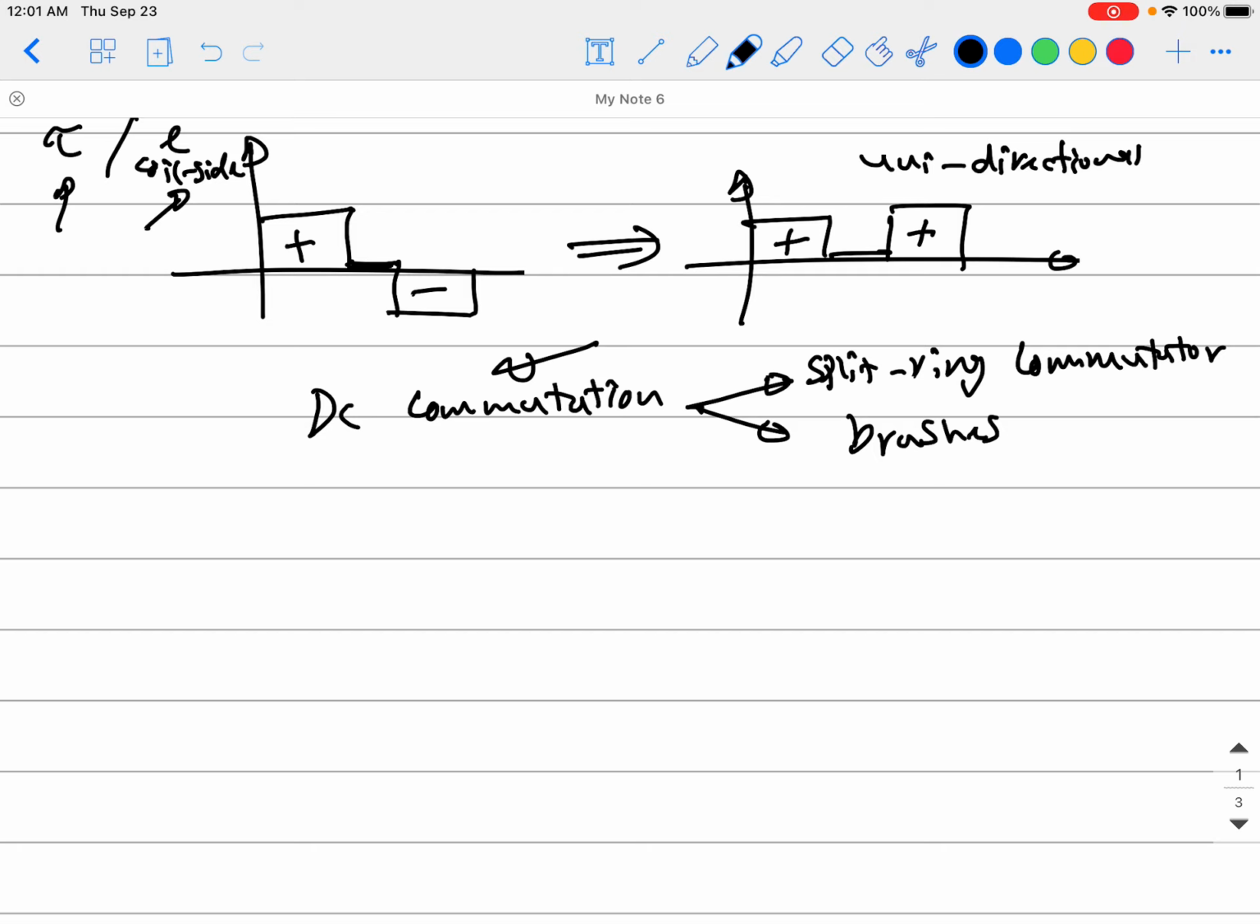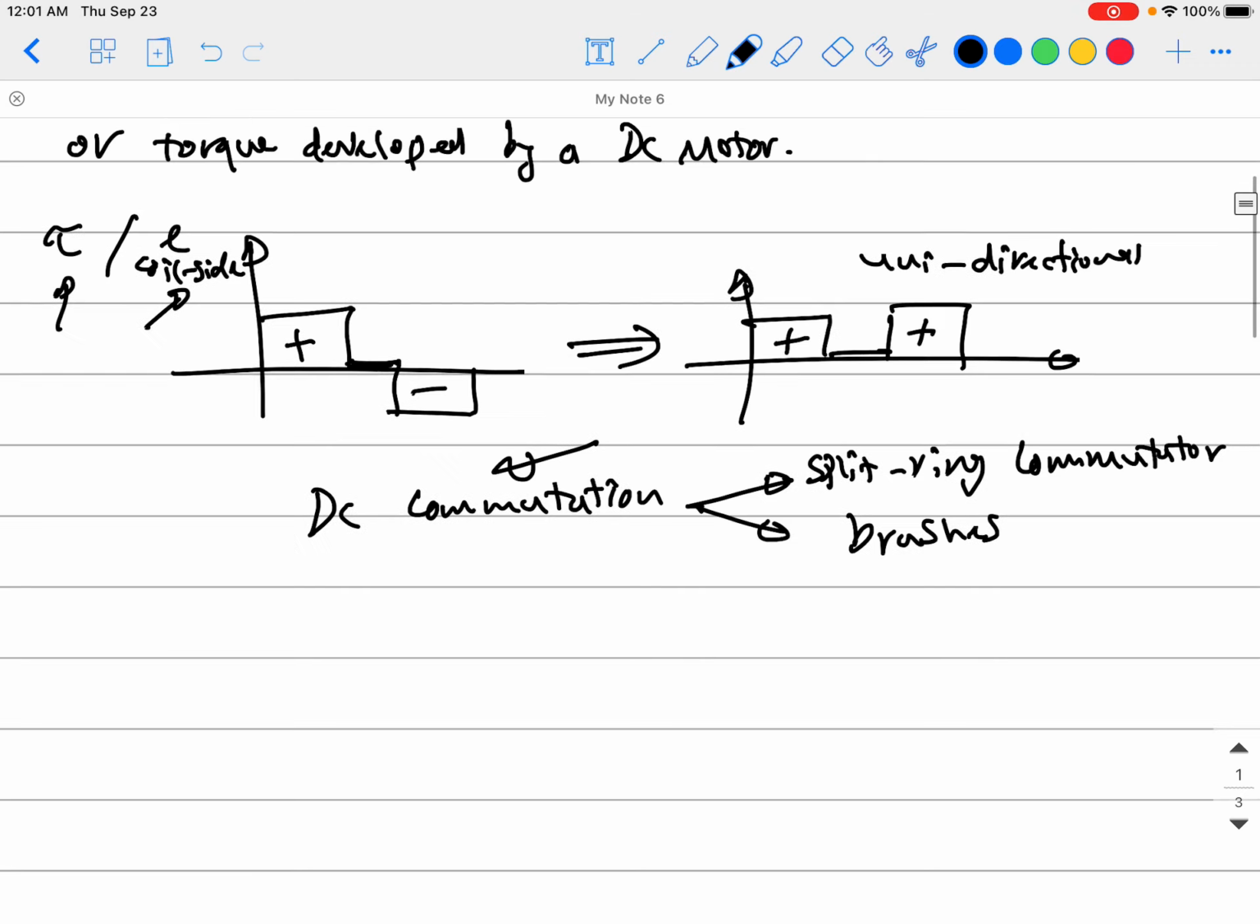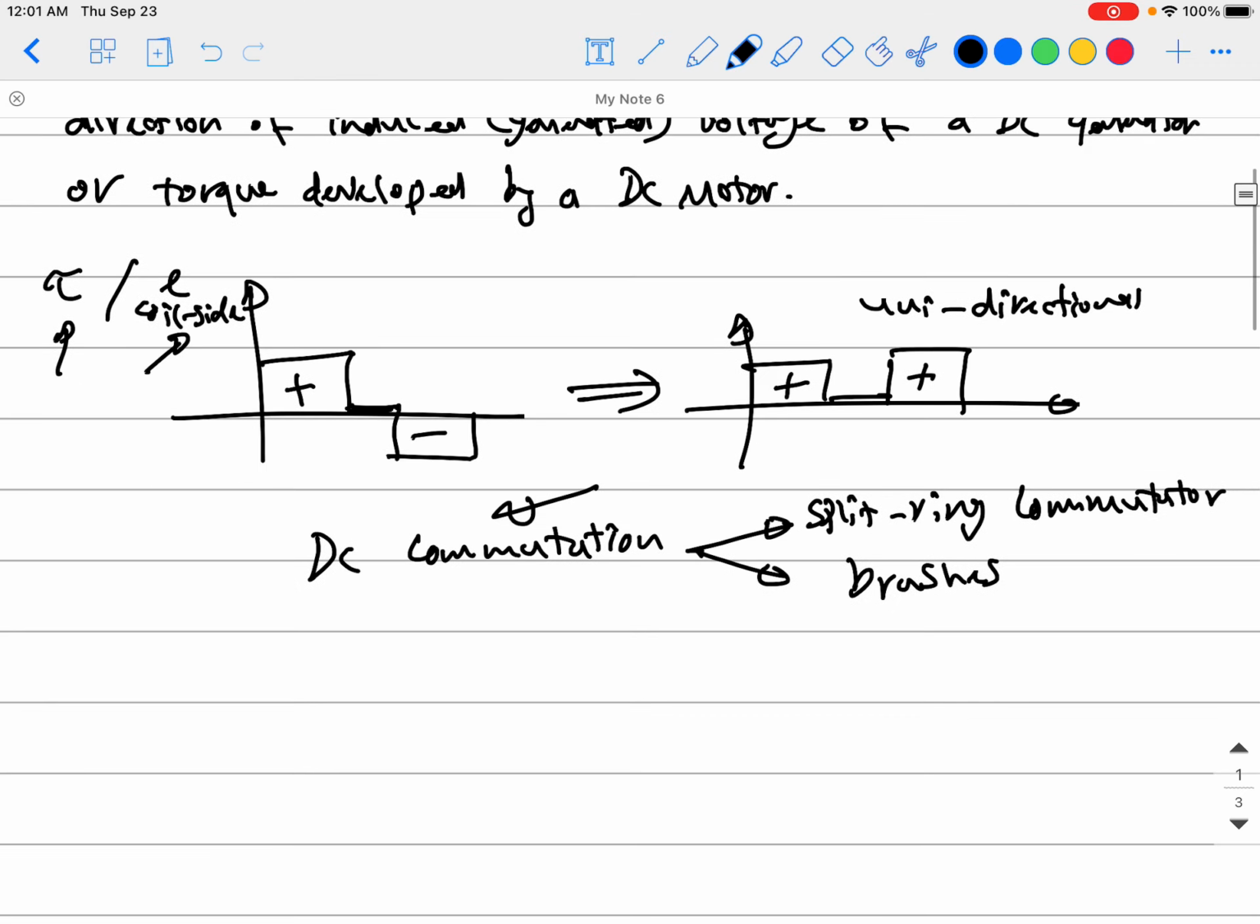So here's the idea of using a split ring commutator and brushes. Back in the days when they didn't have these power electronic converters, they just used this, a mechanical device that can do the same job as modern day power electronics. So that was how to solve this bidirectional problem and make the voltage and the torque unidirectional.